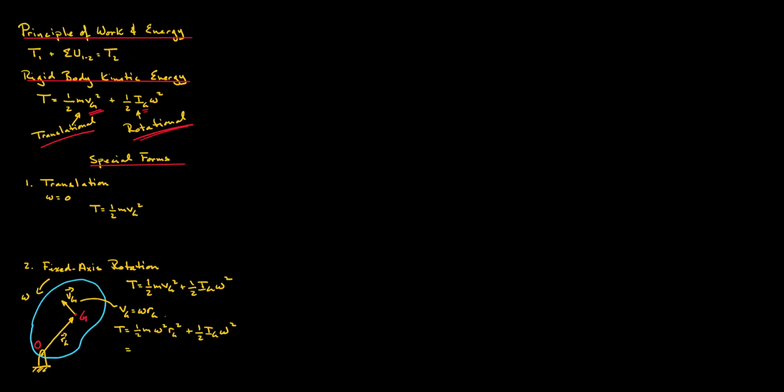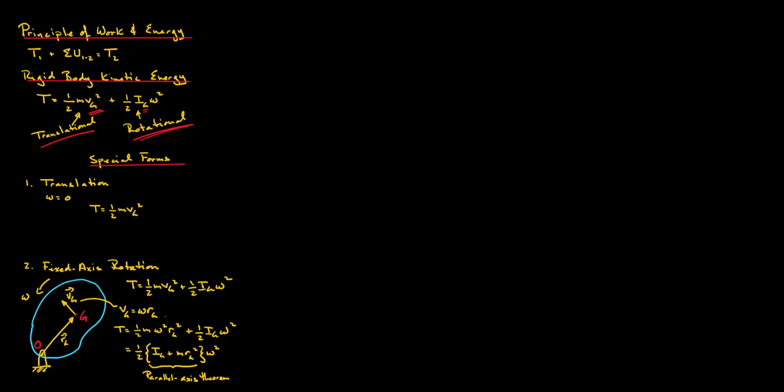Which we can rearrange as 1/2, and then we will have I_G plus m r_G squared multiplied by omega squared. And hopefully what you can notice here is that this is the parallel axis theorem.